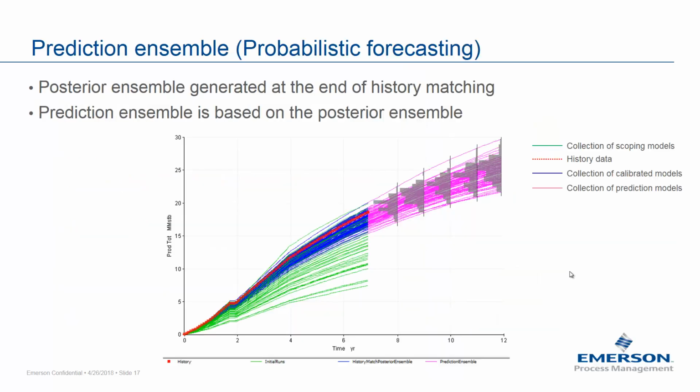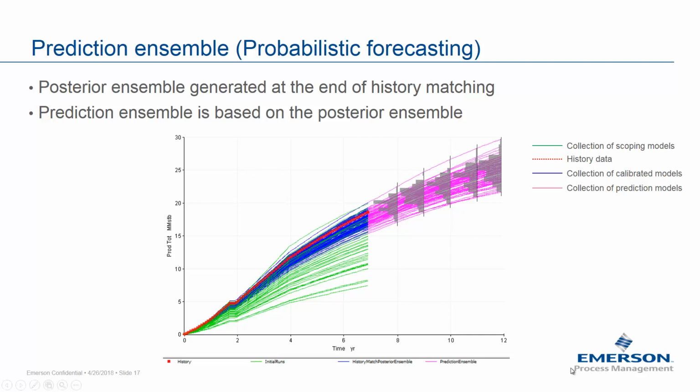So once you have a stable posterior distribution, then you can create the posterior ensemble, which will be sampled from the posterior distribution. That is done at the end of the history match. Once that's done, then you can create a prediction ensemble to model a certain future development plan, and that would be based again on the posterior ensemble.